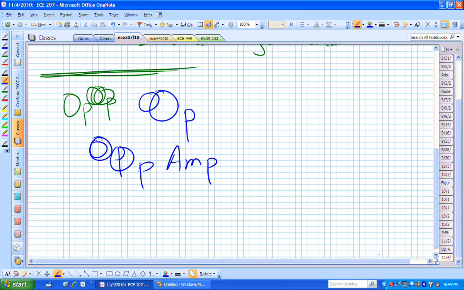What I want you to do tonight is to go home and analyze this circuit and convince yourself that V naught is actually 1 plus R2 over R1 times Vn.